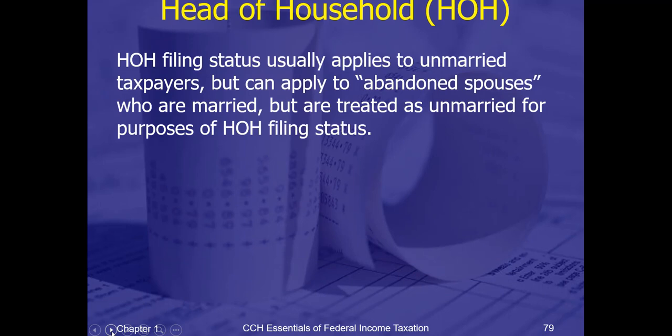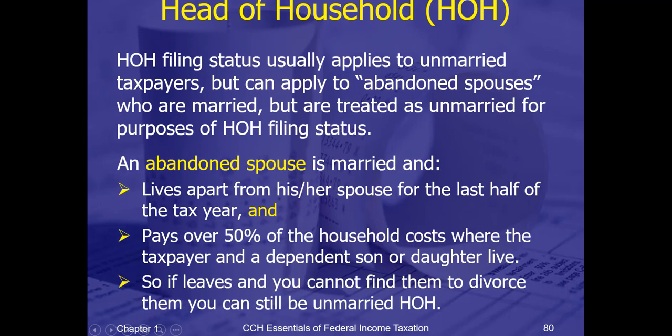Head of household is just what it says. You're supporting someone. The abandoned spouse rules are just about helping that spouse where somebody abandons them, the husband takes off, won't do anything to help, but you can't find them to divorce them. So they're still technically married. This allows the person that is still being responsible, supporting the children, to be able to claim head of household rather than married filing separately, which head of household is better for them tax-wise.